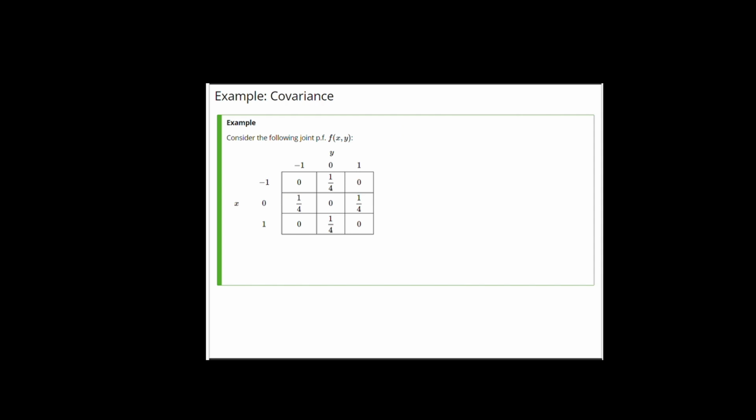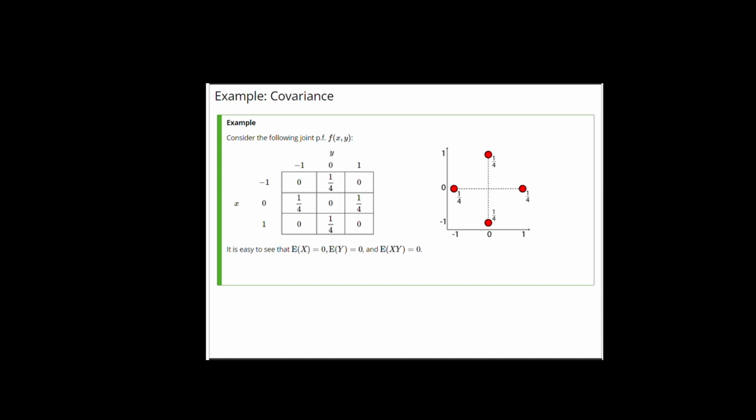Example: covariance. Below we see a very simple probability function. The random variables x and y have 4 possible values, each with probability 1/4. The possible pairs of values are depicted in this graph. They're (0, -1), (0, +1), (1, 0), and (-1, 0). And the probability function is listed as well. It's pretty clear from the graph that there's no linear relationship between x and y.